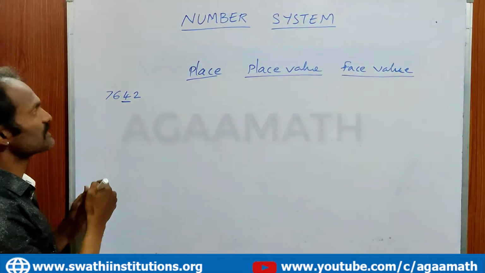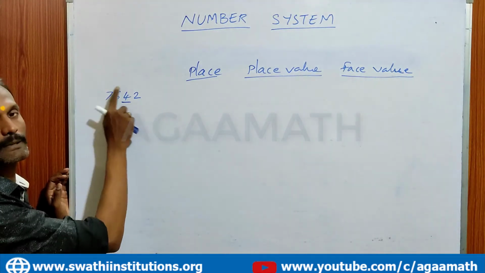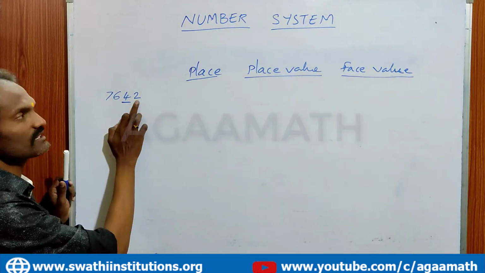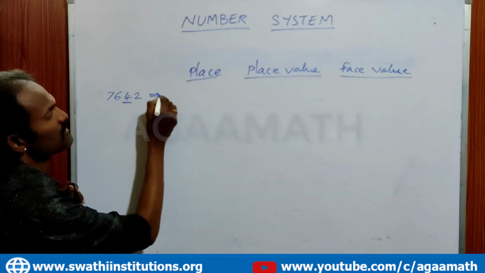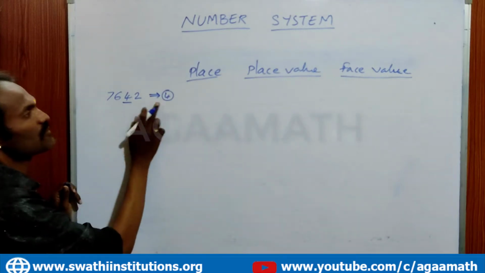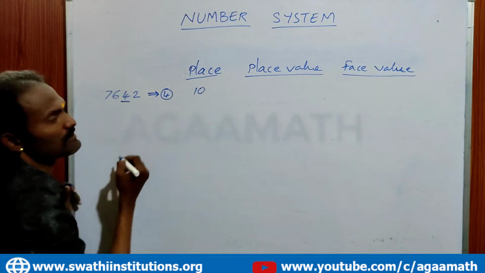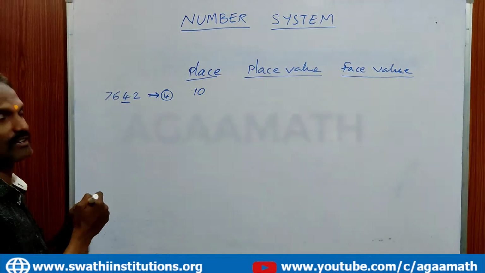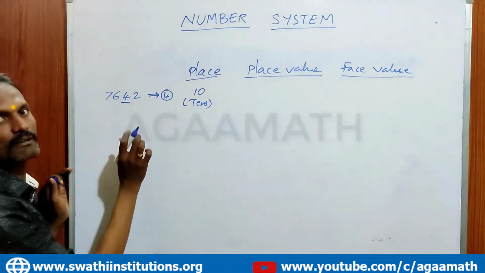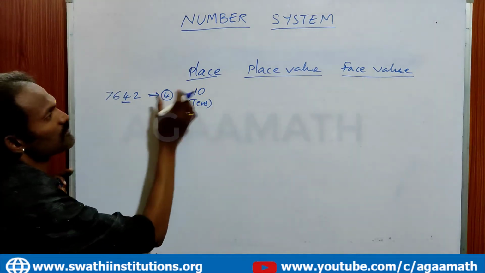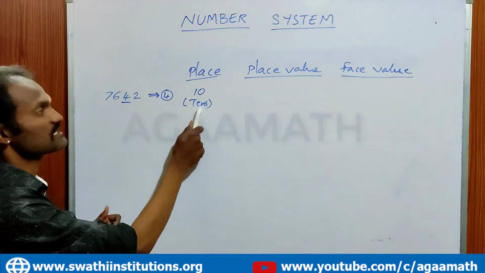Place in the sense, here we have to see that ones, tens, hundreds, thousands, these are the places. So 4 is in which place? 4 is in the tens place. So the place is tens. You can write it as the number 10, or you can write it as T-E-N-S. If they ask about the place value, place is different, place value is different. So the place is tens place.